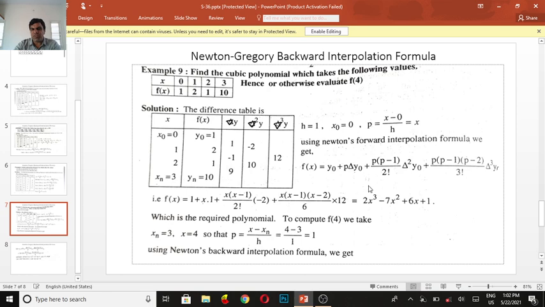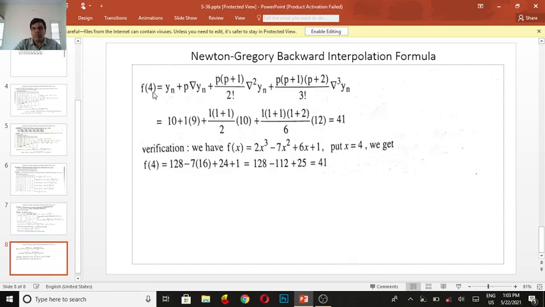In the backward interpolation, because f of 4 is out of the table, at the end of the table, f of 4 is y n plus p delta y n, using the backward difference: y n plus p delta y n plus p into p plus 1 by 2 factorial del square y n plus p into p plus 1 into p plus 2 divided by 3 factorial del cube y n, etc. So y n is 10, and substituting all the values, we get 41.